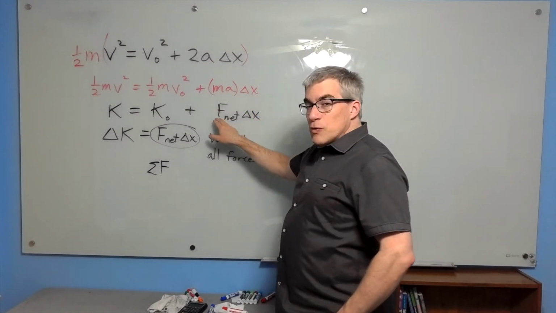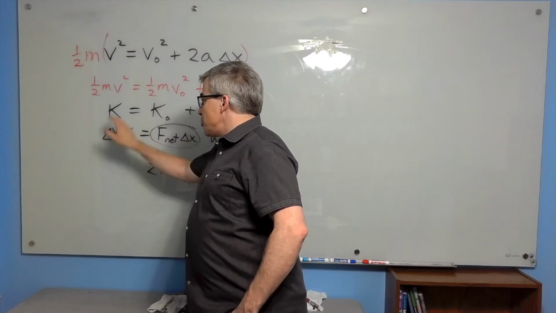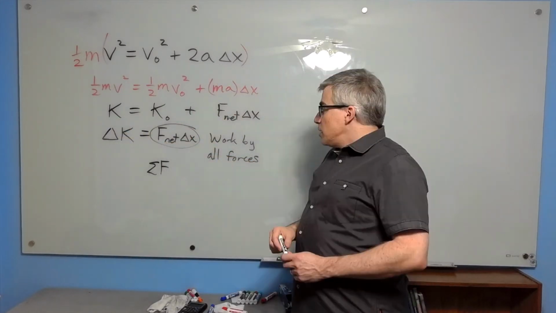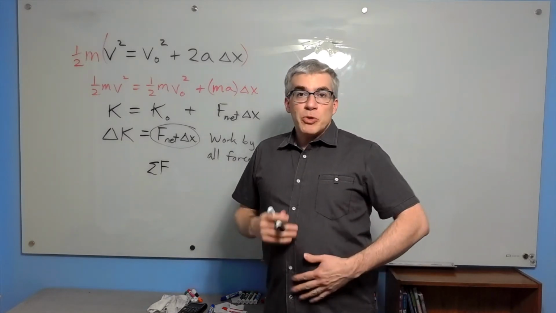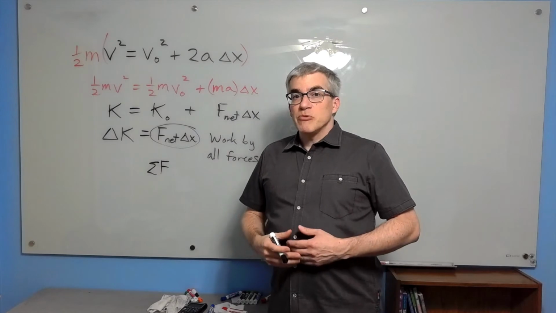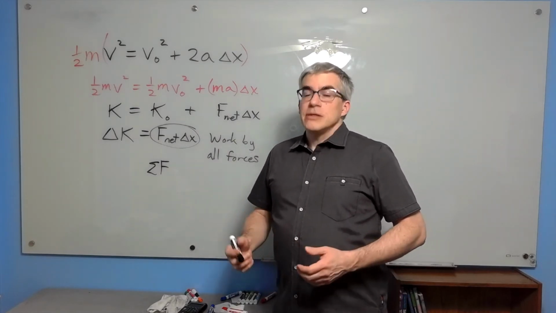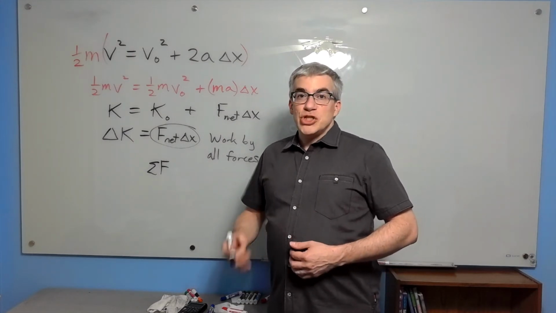ma is the sum of the forces, or the net force. So the change in kinetic energy, if you subtract that over, is equal to the net force times delta x. Now, that net force means the sum of all the forces. Well, some forces are what we call conservative, and we can write what's called a potential energy function for them. So gravity is conservative, the force is mg, and the potential energy is mgh.